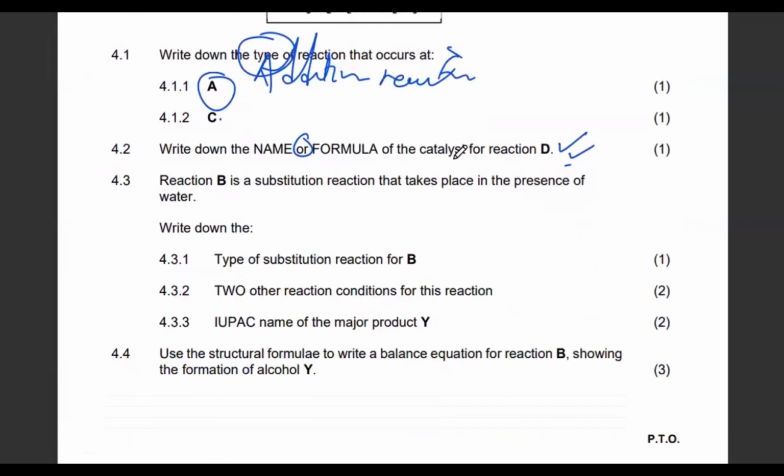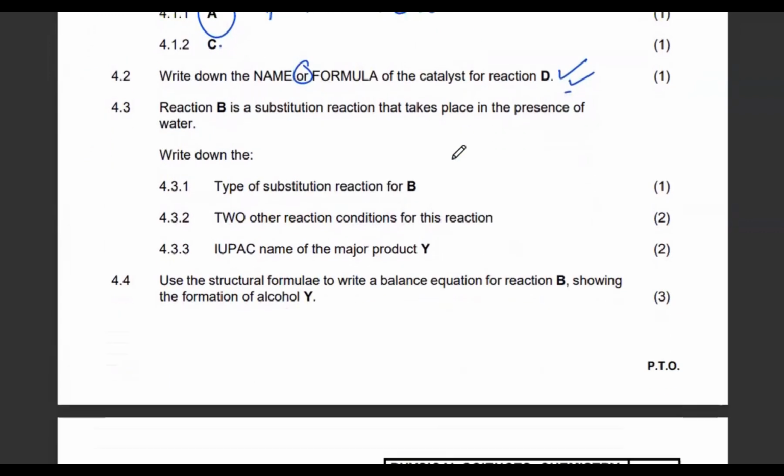Then you go to the question: write down reaction B. Reaction B is a substitution reaction that takes place in the presence of water. So we are done with that.